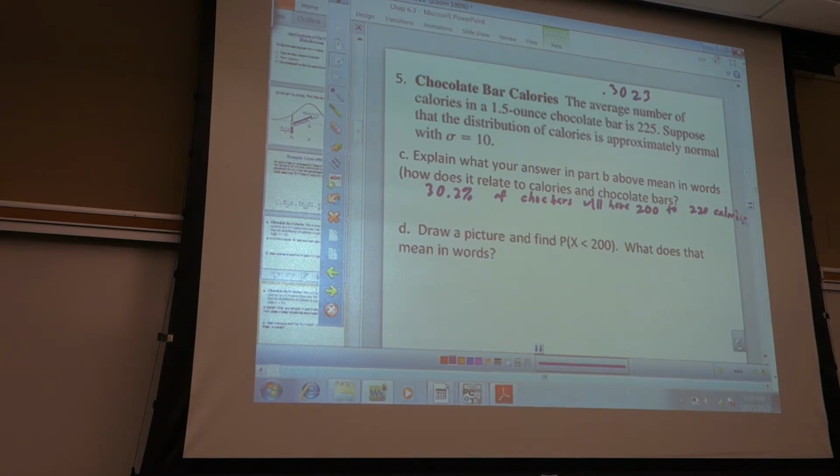Okay, did anybody else do it something else using the word probability? Yeah. I wrote it illustrates the probability that the calories of the 1.5 ounce bar will fall between 200 and 220 calories. I just put chocolate bar, because we all know it's a 1.5 ounce. The probability that the calories of the chocolate bar will fall between 200 and 220 calories.